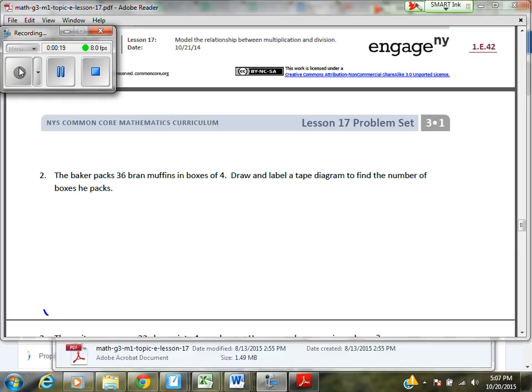What am I being asked to do? I'm being asked to draw and label a tape diagram so that I can find the number of boxes he packs. What information will help me to solve this problem, or what do I know that's going to help me solve the problem? I know there are 36 graham muffins. I also know that that's the total. That's how many he has in all. Then I know that there are boxes of 4.